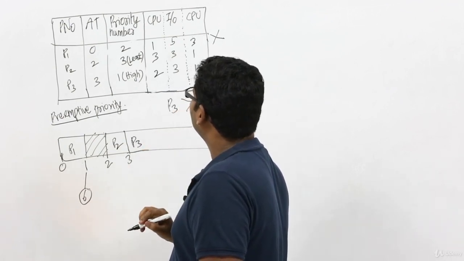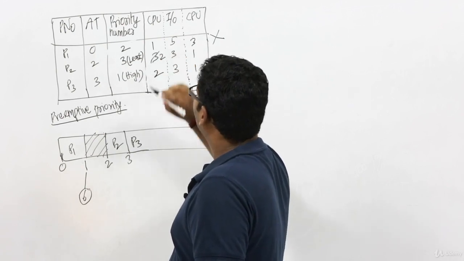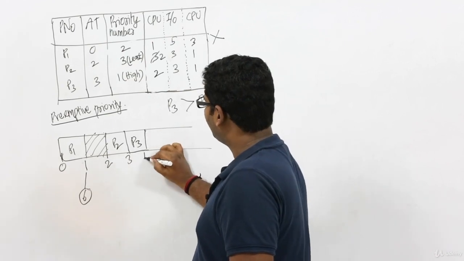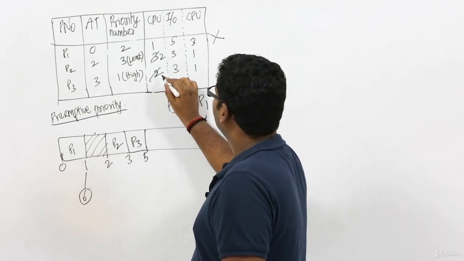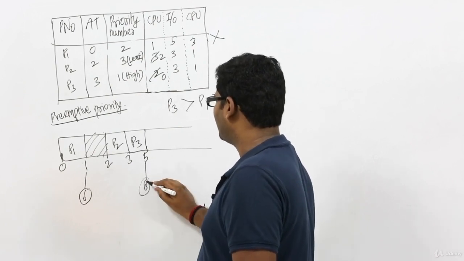We will continue with process P3. See, P2 has executed for one time unit. Now we are continuing with P3, and P3 will continue till 5. Then it will start its IO, and at time unit 8, it will complete its IO.